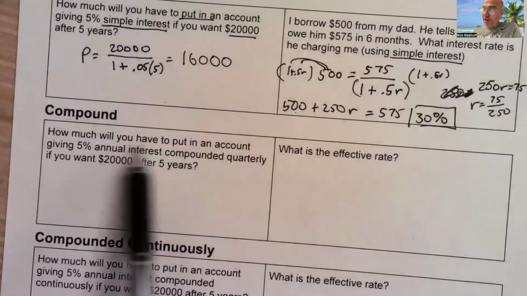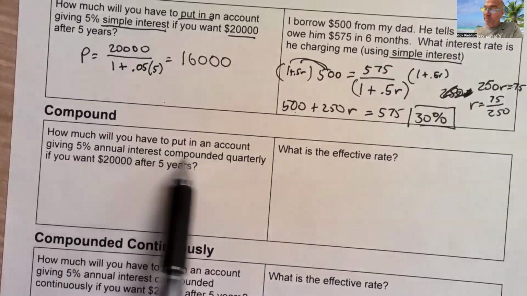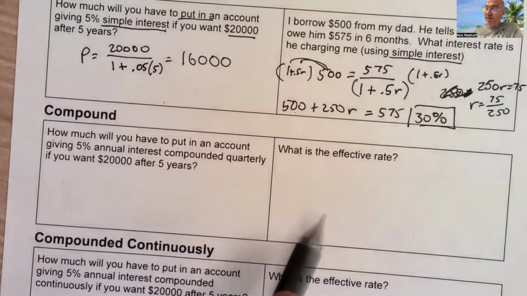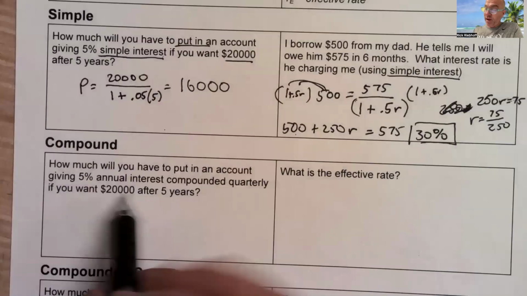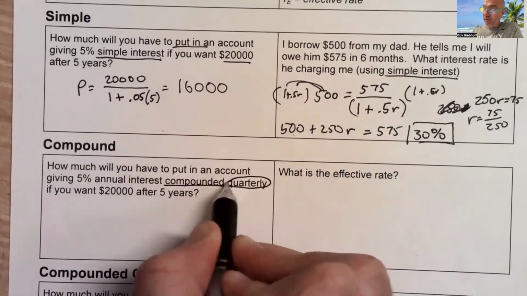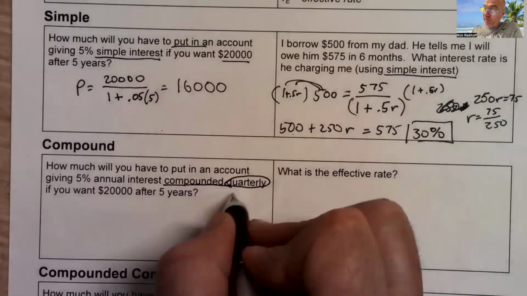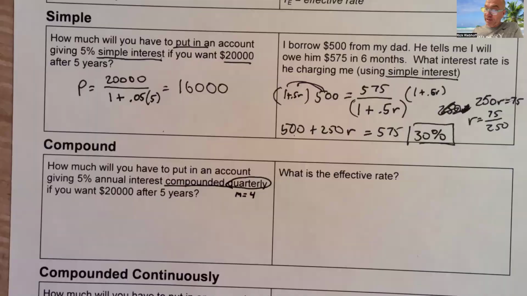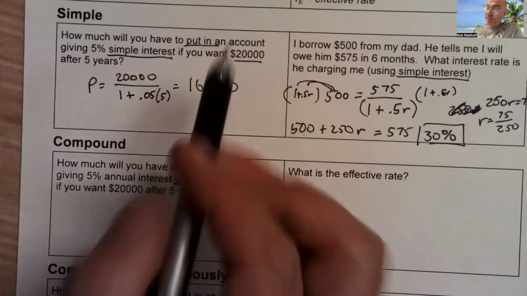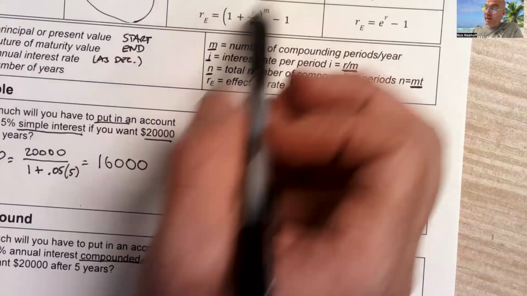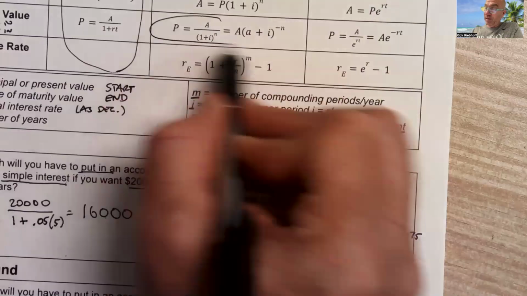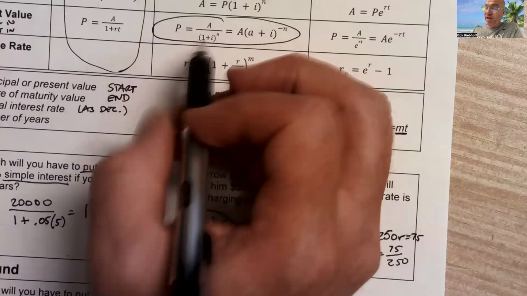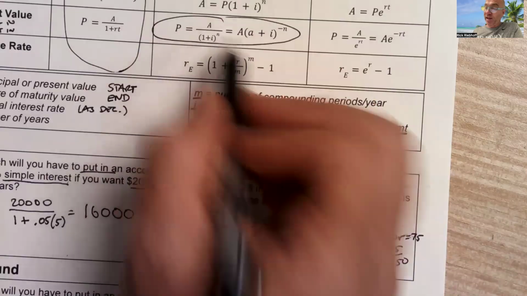All right, compound. How much will you have to put in an account giving 5% annual interest compounded quarterly if you want 20,000 after 5 years? So I don't know, but I'm doing compounded quarterly, right? So m is going to be equal to 4. That's going to be key. My formula is right up here. I can use either of these. I don't want to use this negative. That scares me. So we're going to go A over 1 plus i to the n.